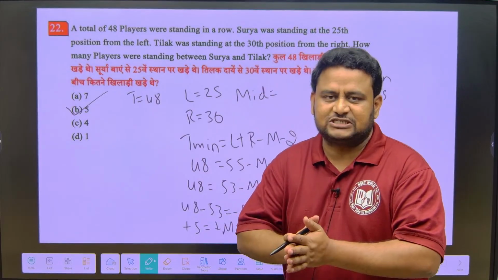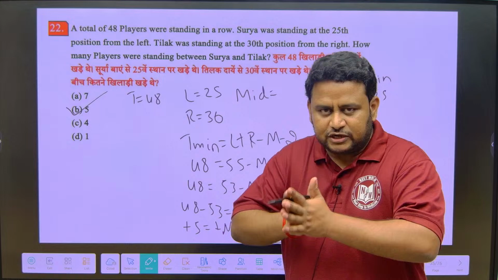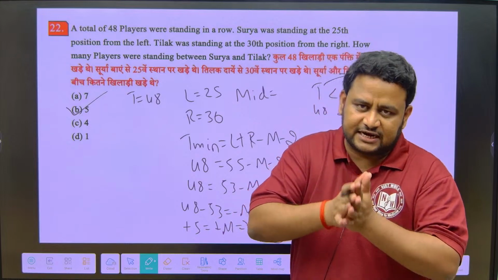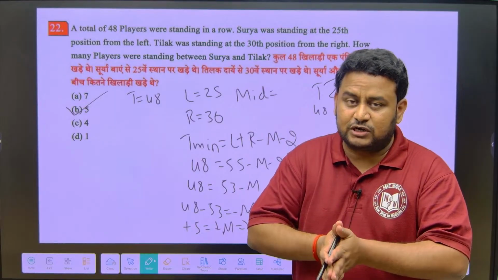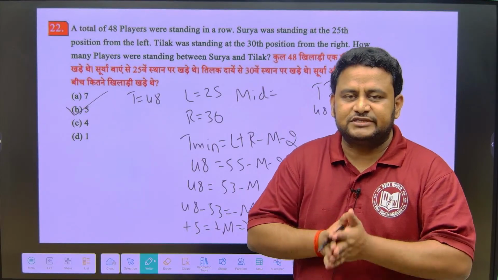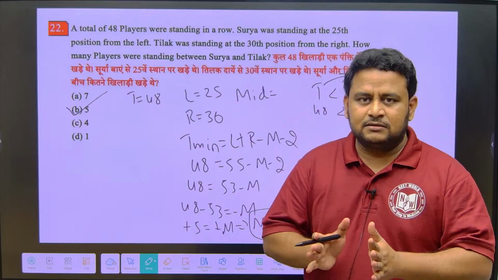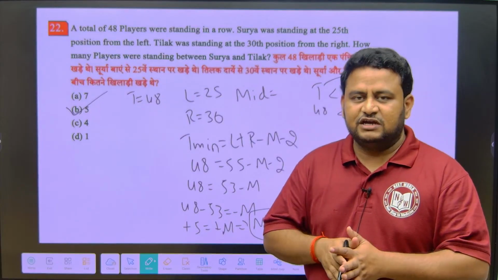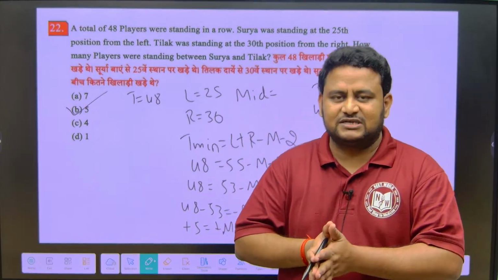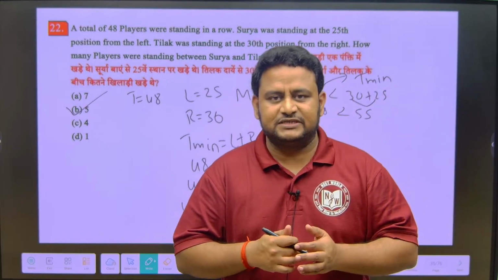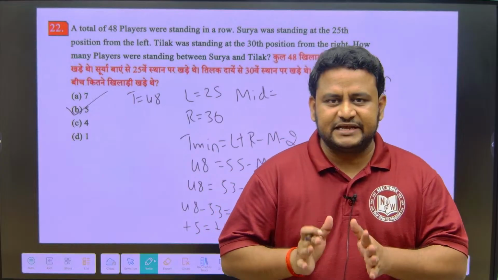First find L plus R. By finding L plus R, you will get to know whether total is greater or total is maximum than L plus R. If total is maximum than L plus R, what will you use? Total maximum formula, which is nothing but L plus R plus m. That's it. If total is less than or total is minimum than L plus R, you will use total minimum formula, which is nothing but L plus R minus m minus 2.